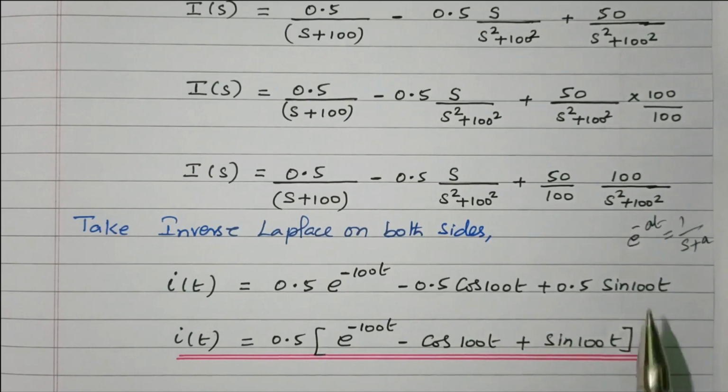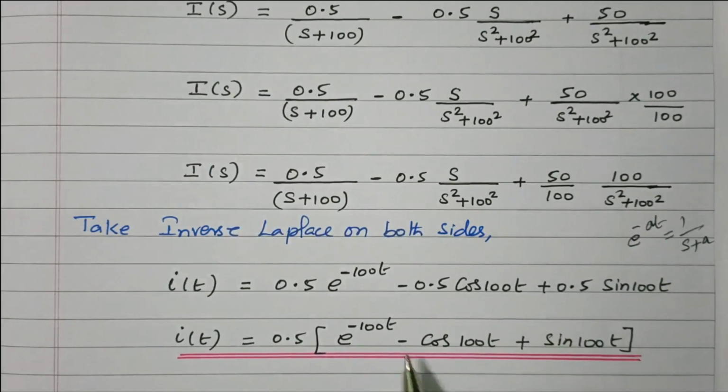Here omega is 100. Now this 0.5 is common, so take it outside: 0.5 times (e^(−100t) minus cos 100t plus sin 100t). So this is the expression for the current, the transient current.